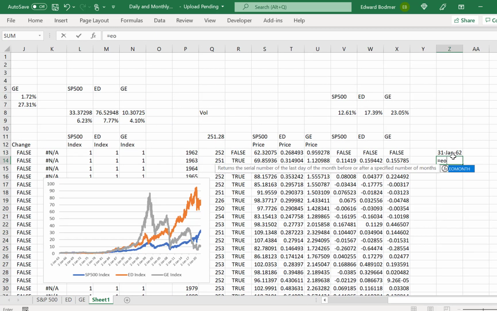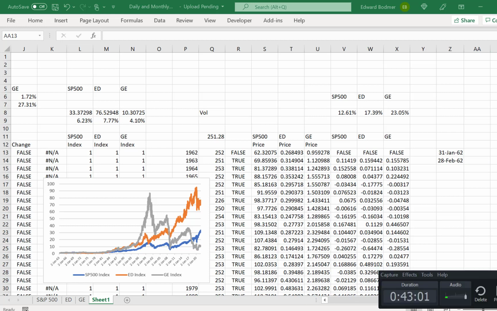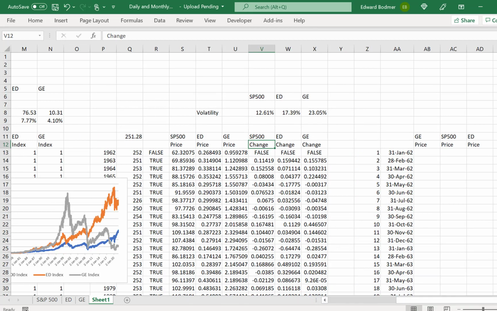Equal EOMONTH. And when we go here, we put comma 1, and then we do it here. And then I'm going to go all the way down, and then I'm going to do my average if, and I'm going to put the volatilities in again. And I'm going to pause the video finally, and then we're going to do the same thing to use those to get the betas.